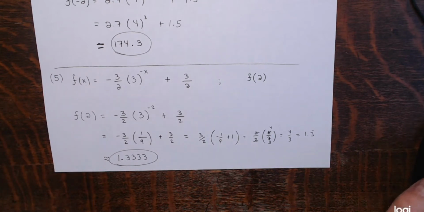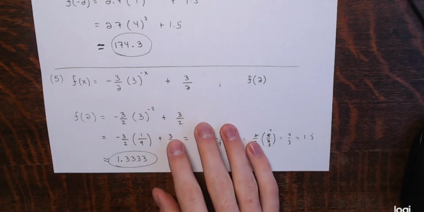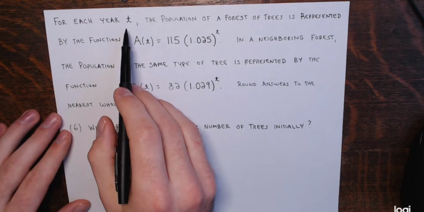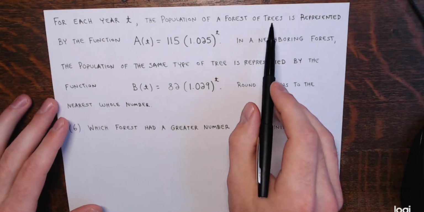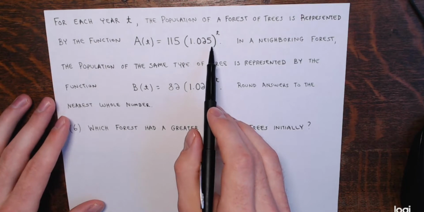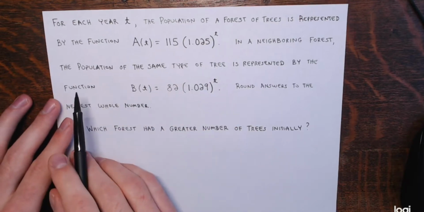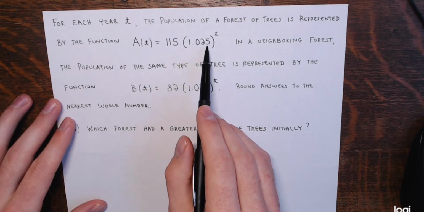All right. So now my last couple of examples involve a word problem from the text that I wrote out. So let's take a look at that. So here it says, for each year t, so years are represented by t, the population of a forest of trees is represented by this function. So again, it's an exponential function, some number times a numerical base to a variable power. A of t equals 115 times 1.025 to the t.